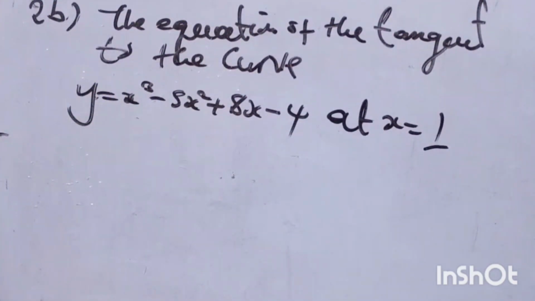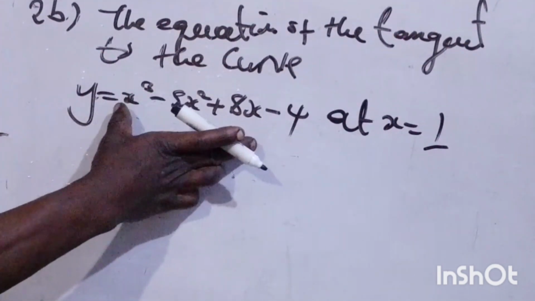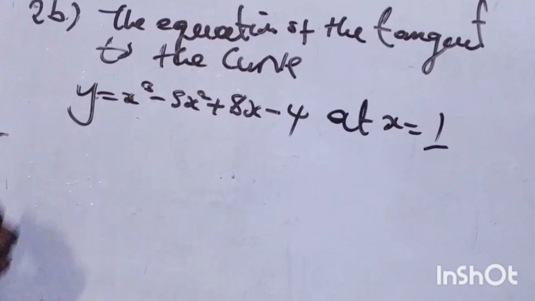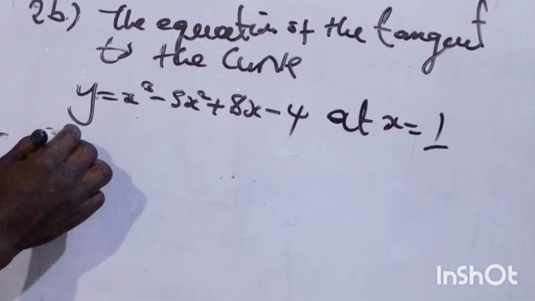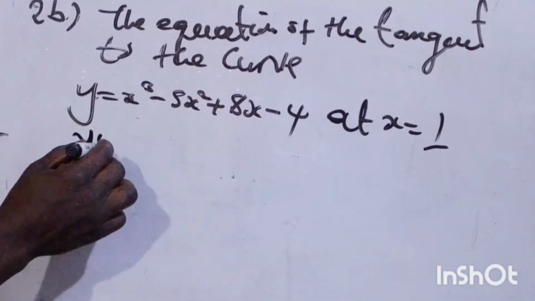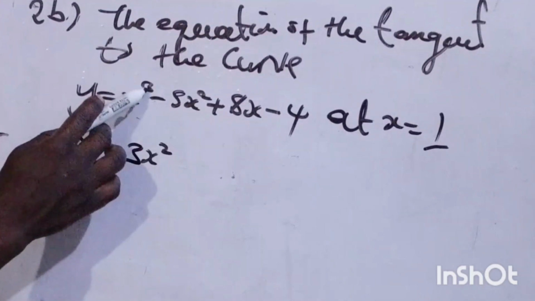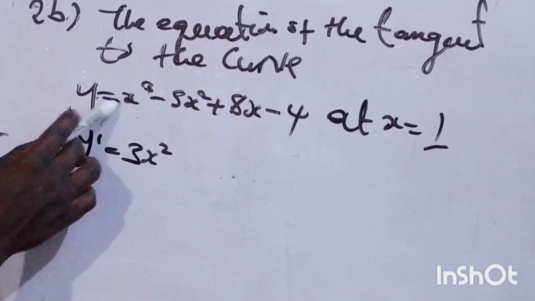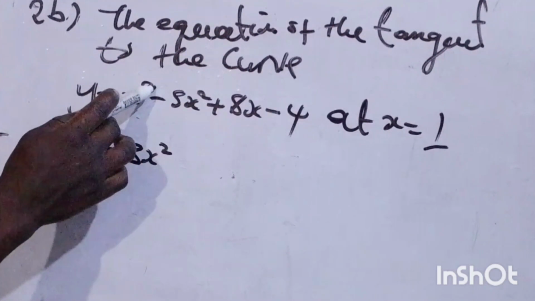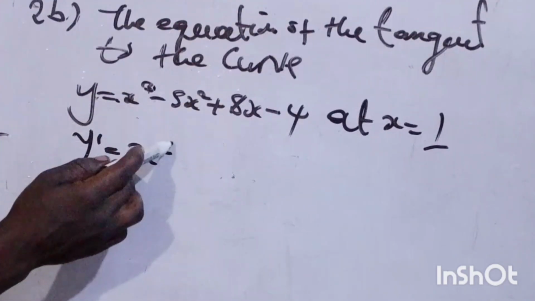So what you do, you must find the gradient. So how do we find the gradient from this polynomial equation? First of all, you differentiate. So we are going to say y prime, which should be equal to, when you differentiate x cubed, 3 times 1, you're going to have 3. Then here, where it is 3, you subtract 1, that's why we have 2.